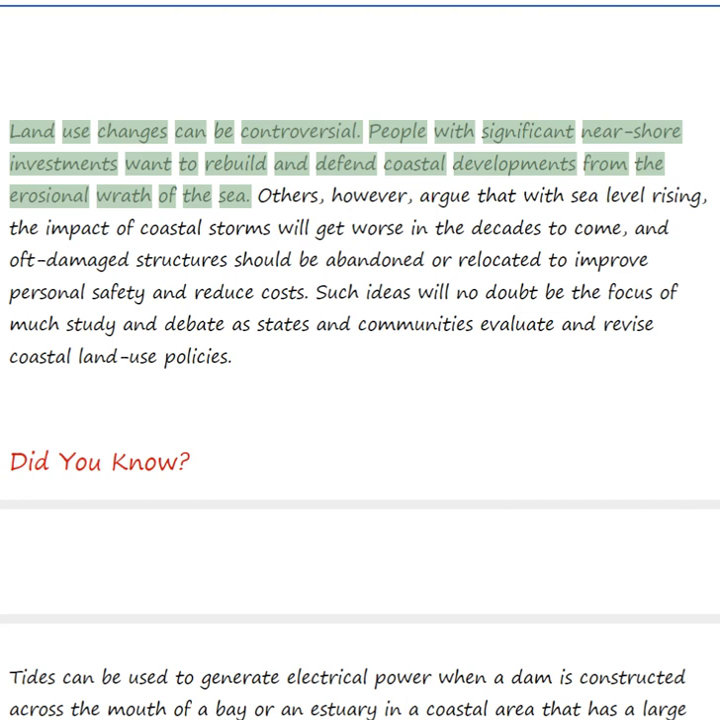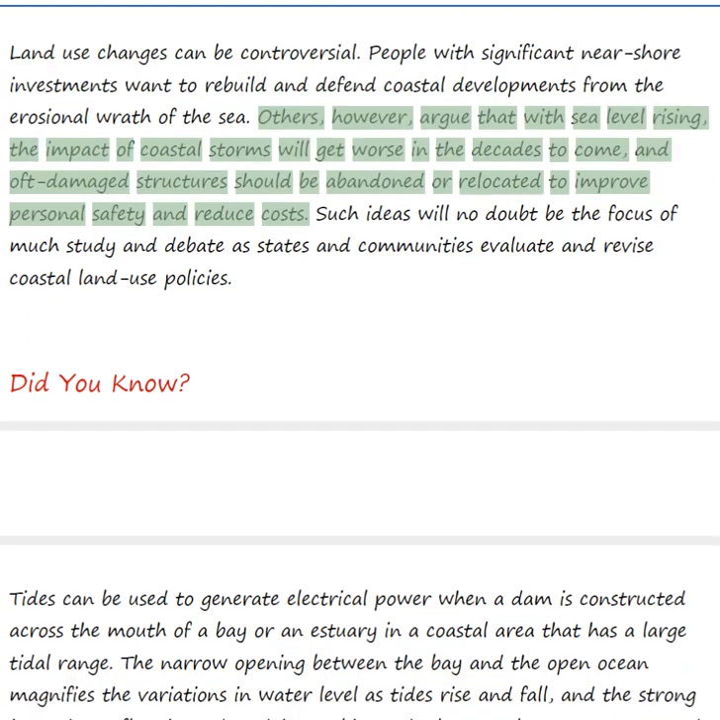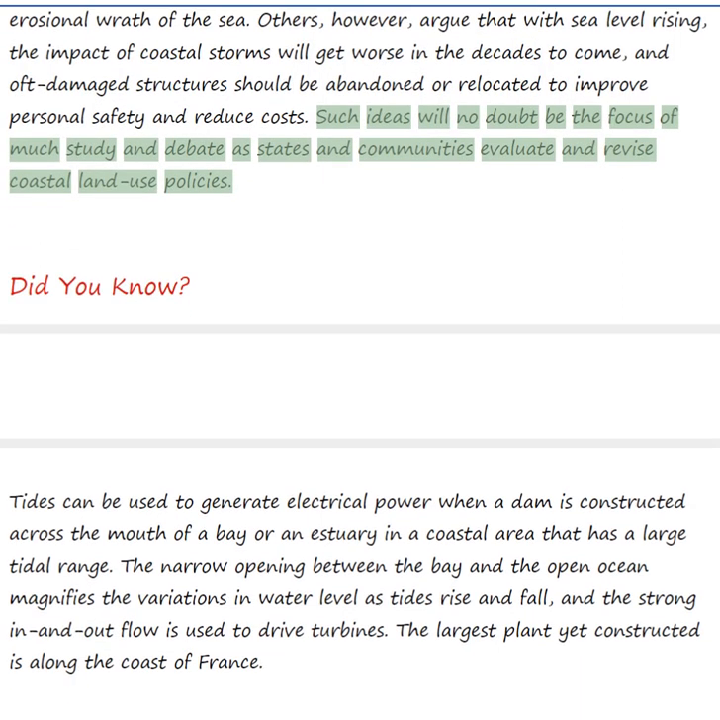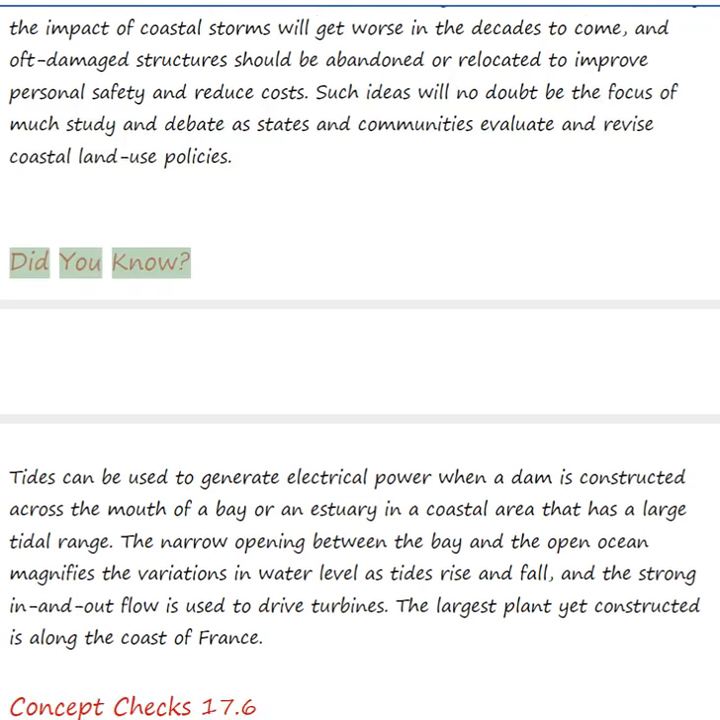Land use changes can be controversial. People with significant nearshore investments want to rebuild and defend coastal developments from the erosional wrath of the sea. Others, however, argue that with sea level rising, the impact of coastal storms will get worse in the decades to come, and often-damaged structures should be abandoned or relocated to improve personal safety and reduce costs. Such ideas will no doubt be the focus of much study and debate as states and communities evaluate and revise coastal land use policies.